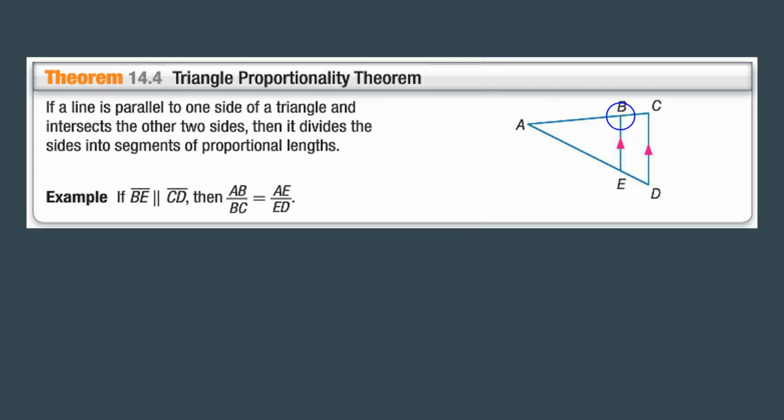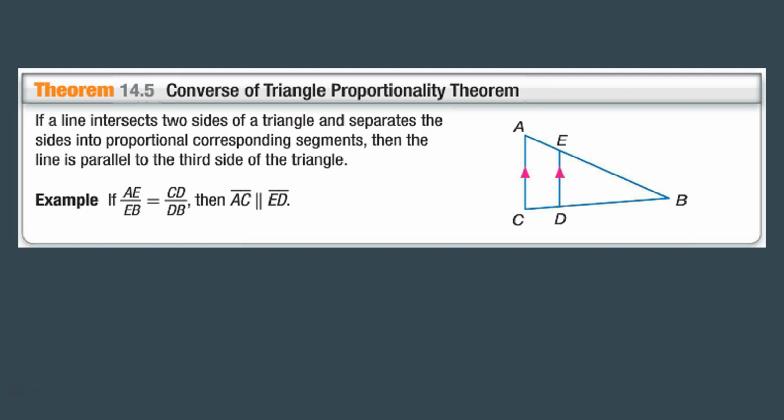So we have side BE, which is parallel to side CD, which is shown here with our little arrows. And then we also know that AB is proportional to BC, which is equal to AE, which is proportional to ED. So this piece over this piece, and this piece over this little piece.